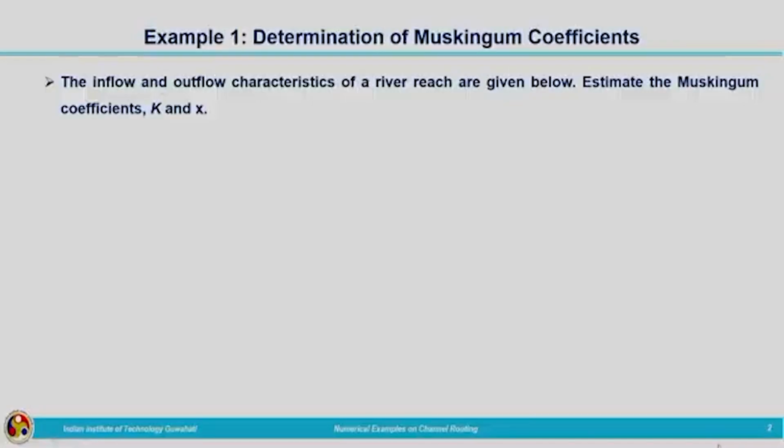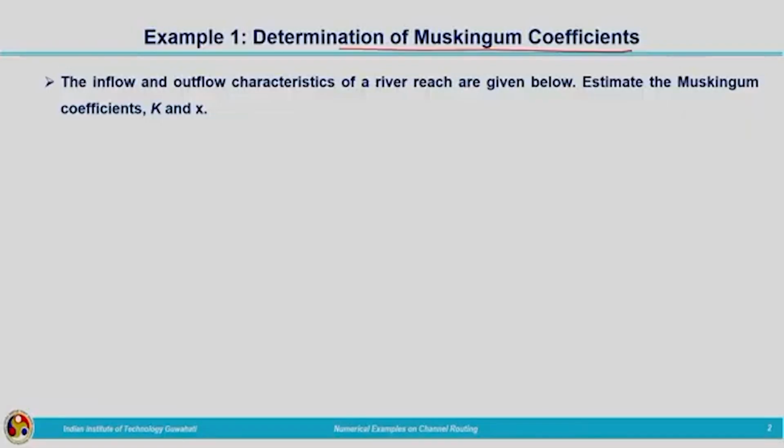Today let us solve some examples related to the Muskingum method of channel routing. The first example is related to determination of Muskingum coefficients. We have seen different coefficients corresponding to the Muskingum storage function, that is the variable storage function. In channel routing, we consider the storage function which is a function of input and also output, that is the inflow and outflow, and different coefficients were considered in that. Here we are going to determine the coefficients related to the Muskingum routing technique.